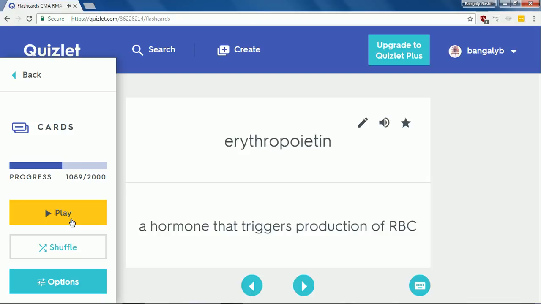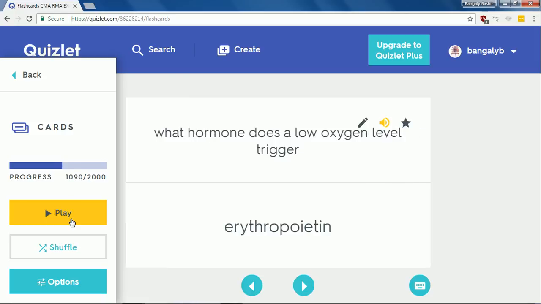Erythropoietin. A hormone that triggers production of RBC. What hormone does a low oxygen level trigger? Erythropoietin.